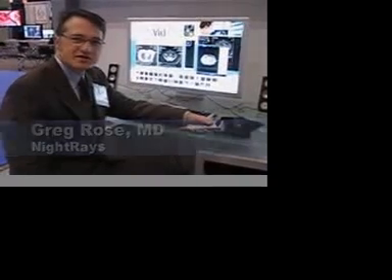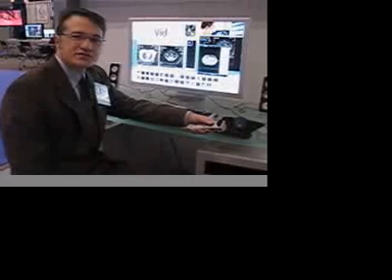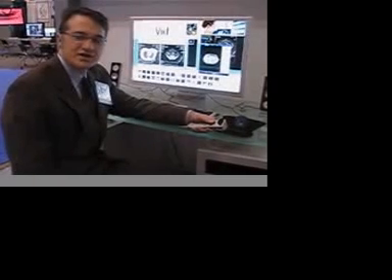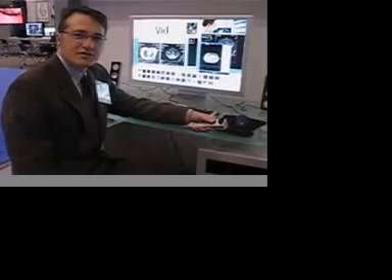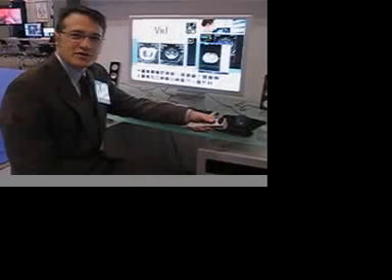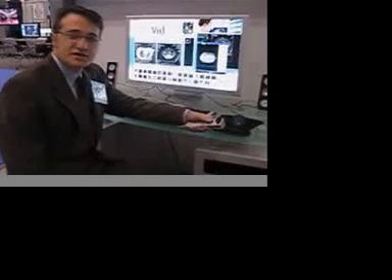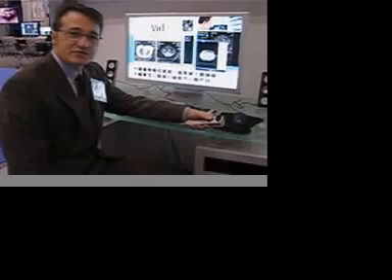Reading radiologists. NightRays is a comprehensive 24-hour teleradiology service covering the United States. One of the things we do at NightRays is we also have a development lab where we develop new teleradiology tools. And the newest tool we have is VidRay.